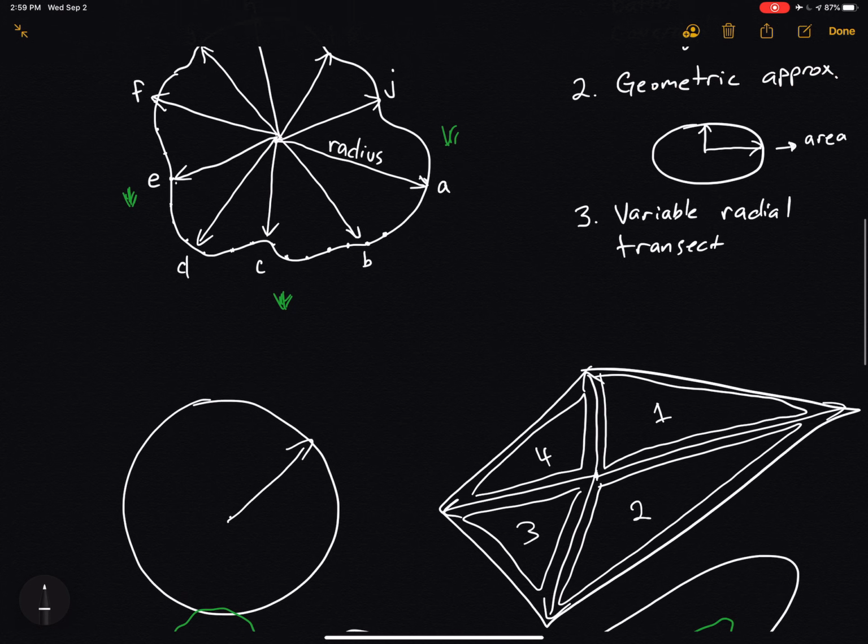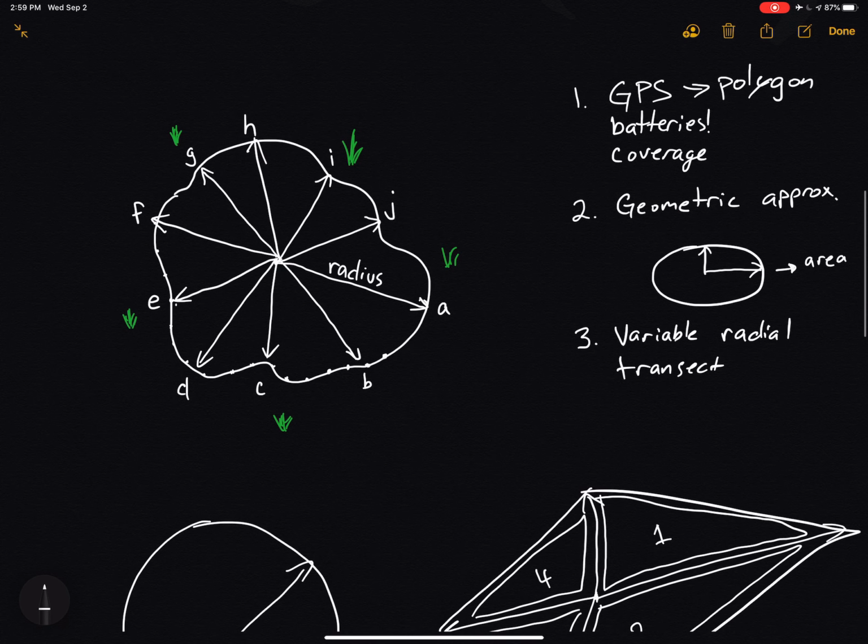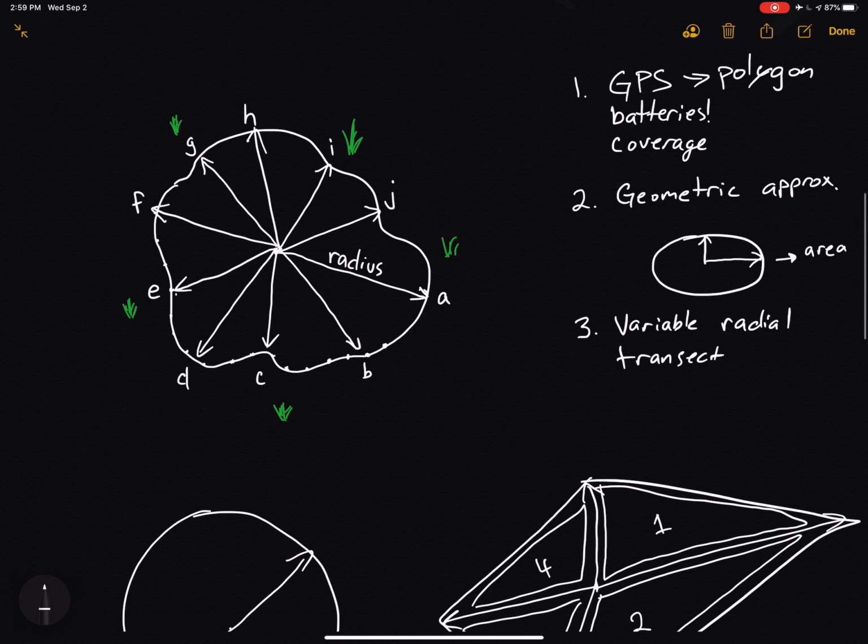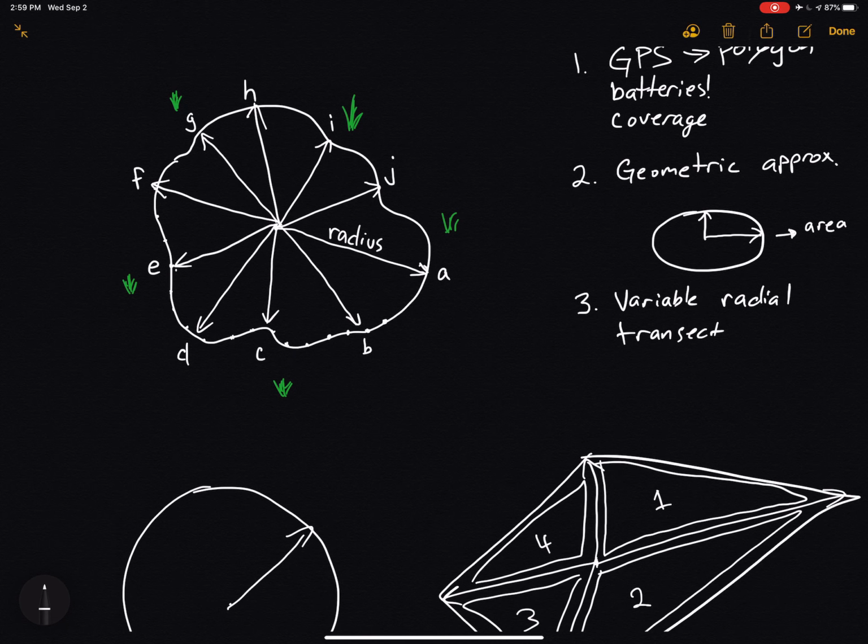So let's go back to our original example and figure out what we've got to record. For each of these various radii, again, we've got 10 of them in this case. It could be 8, could be 12, could be 15, could be 5. Doesn't matter how many radii, just whatever number gets you the best approximation of that particular shape.